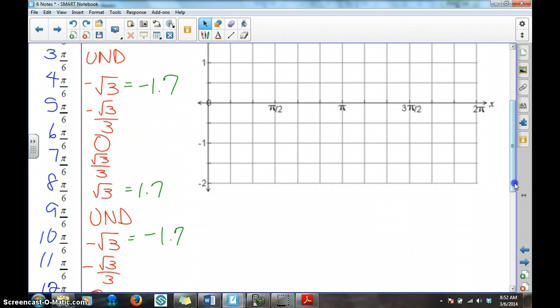And every place there was a rad 3 over 3, go with 0.6. Is it really closer to 0.6? Yeah. Okay. I'll make it a 0.6.